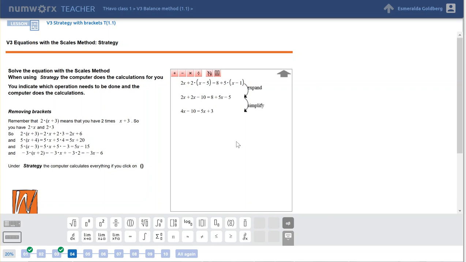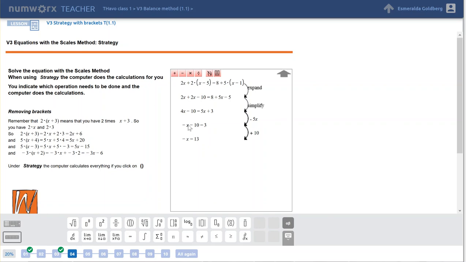And now it's the same as before. We try to move all of the x's to the left-hand side and all of the regular numbers to the right-hand side. So we have to remove 5x from the left-hand side by doing minus 5x. And we have to remove minus 10 from the right-hand side, from the left-hand side. So we do plus 10.